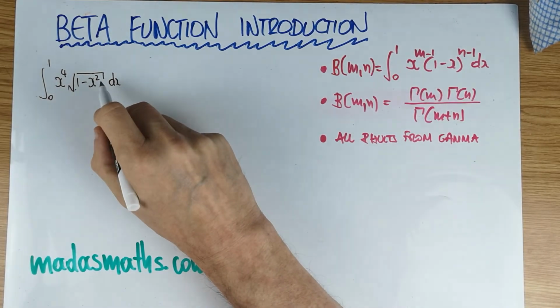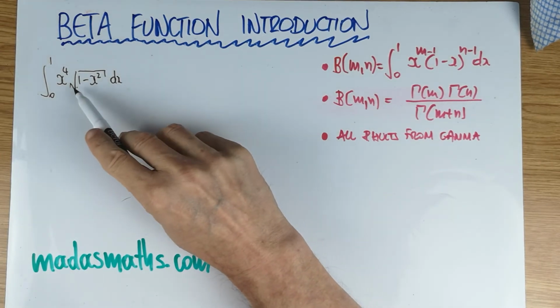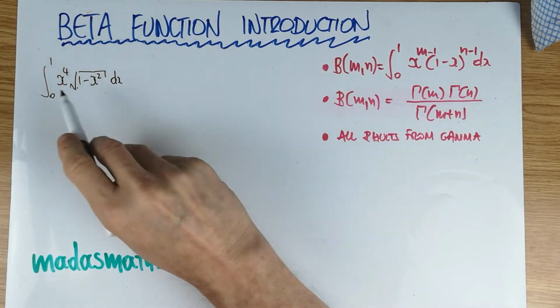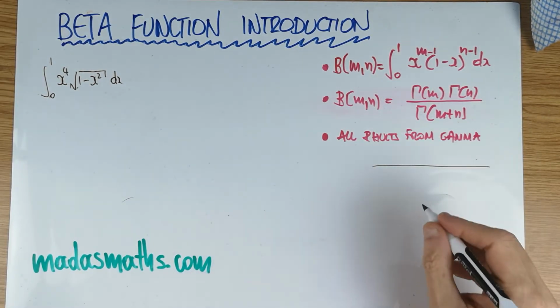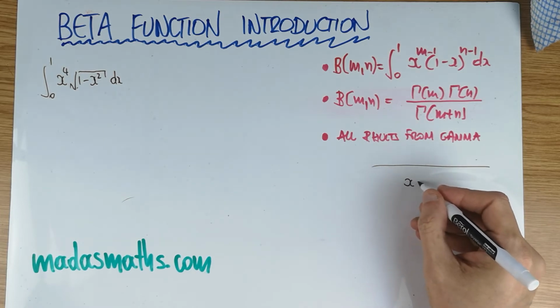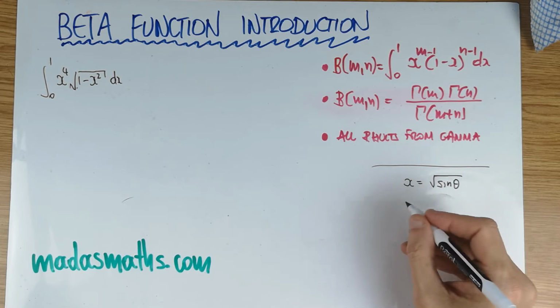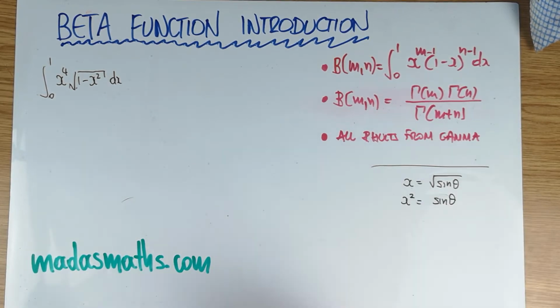Even if we write this to the half, of course half can be anything, we still don't have the right thing. The problem is this x squared in there. So I'm going to use a substitution. I'm going to say x is the positive square root of sine theta. X squared is, of course, sine theta.